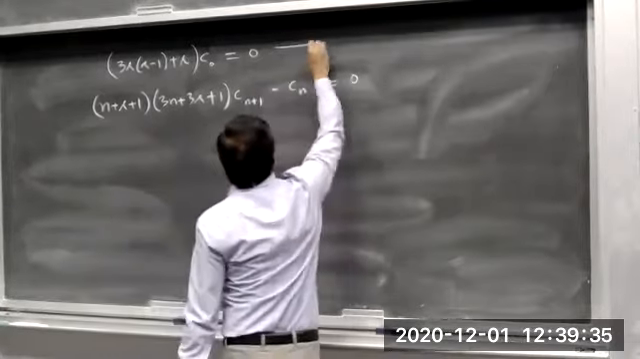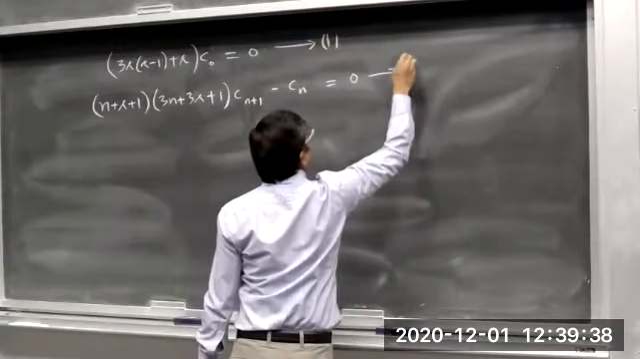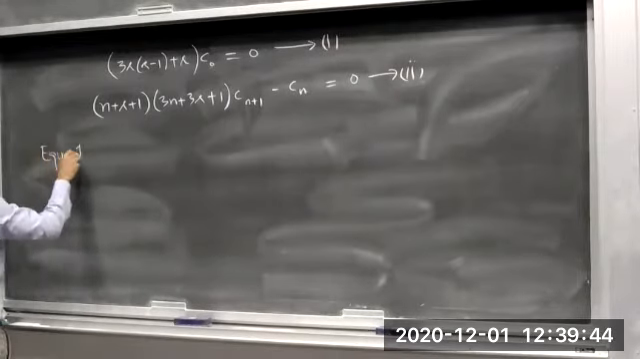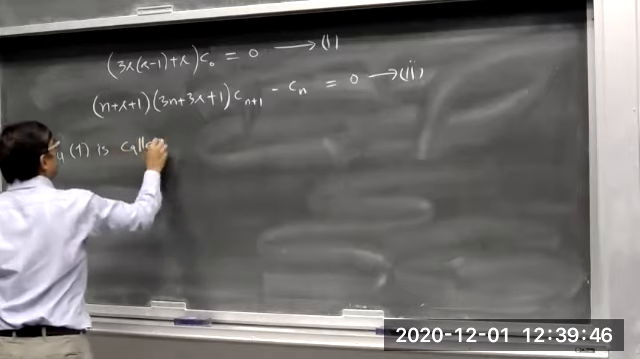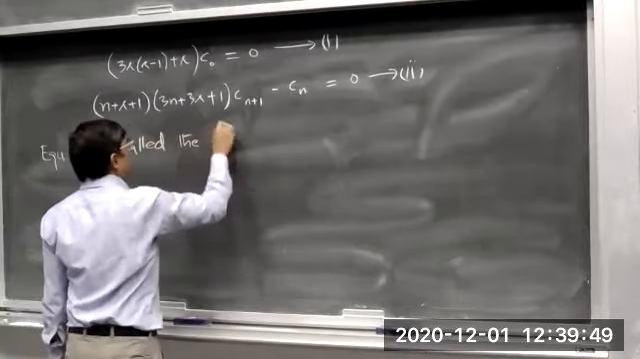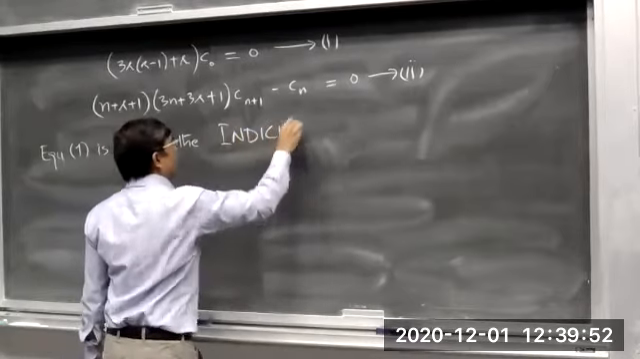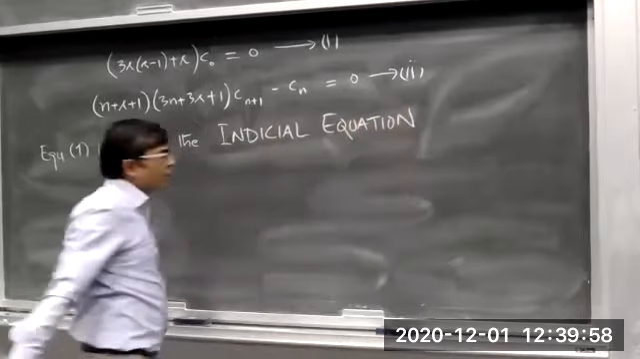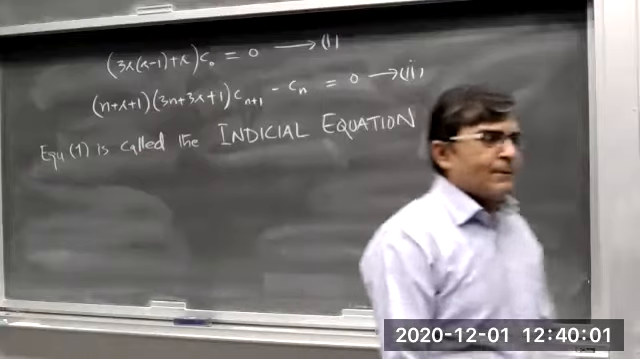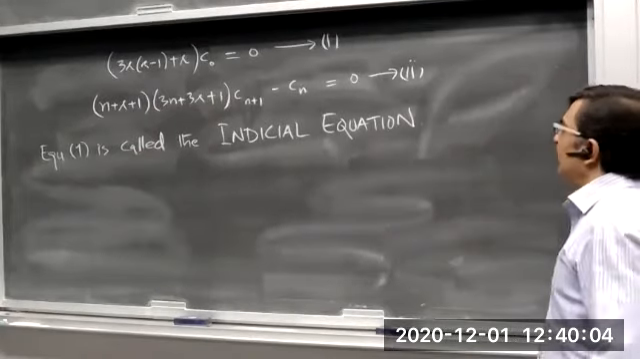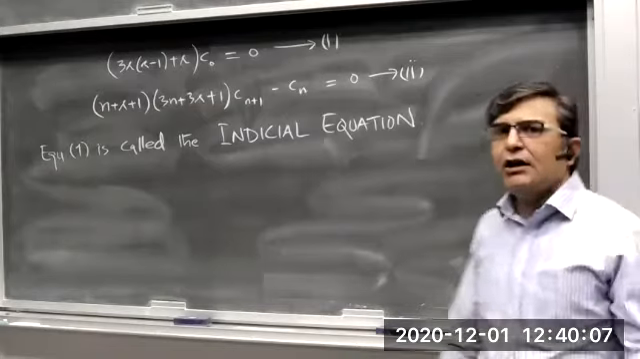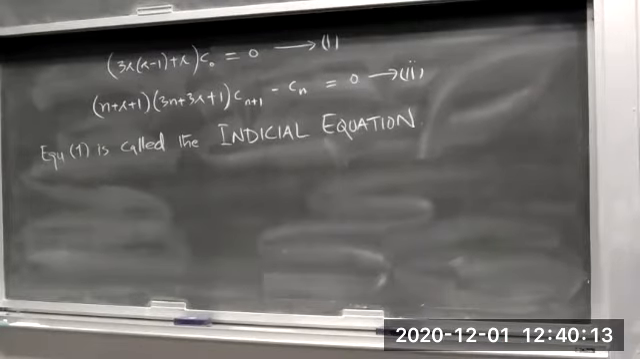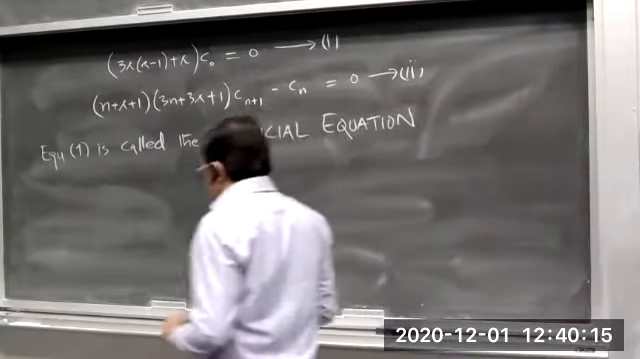Now this equation, if we call it 1 and we call it 2, equation 1 is called the initial equation. And what is this initial equation? Initial equation is the equation of the lowest power of x, the coefficient of the lowest power of x in this series expression.